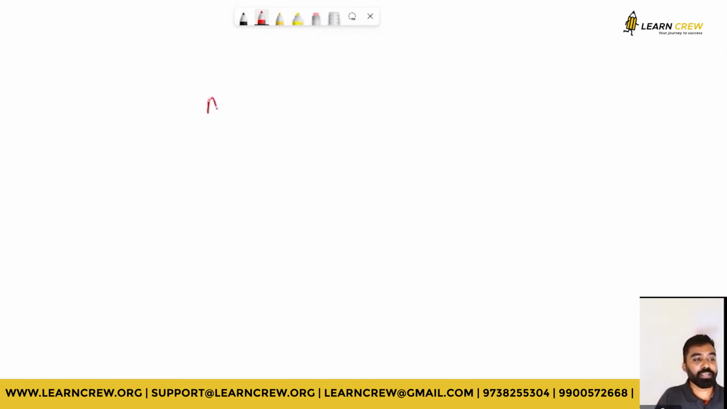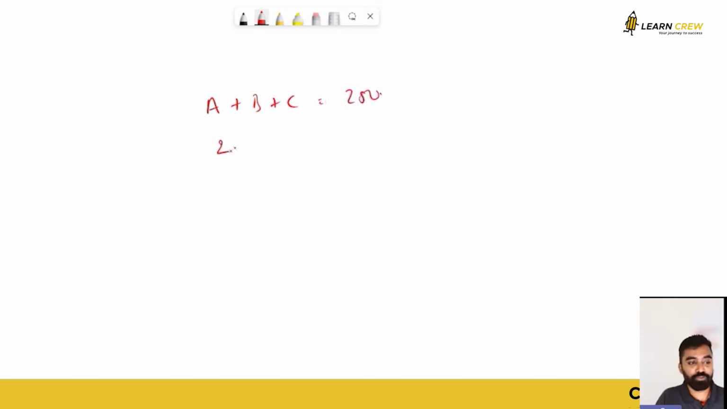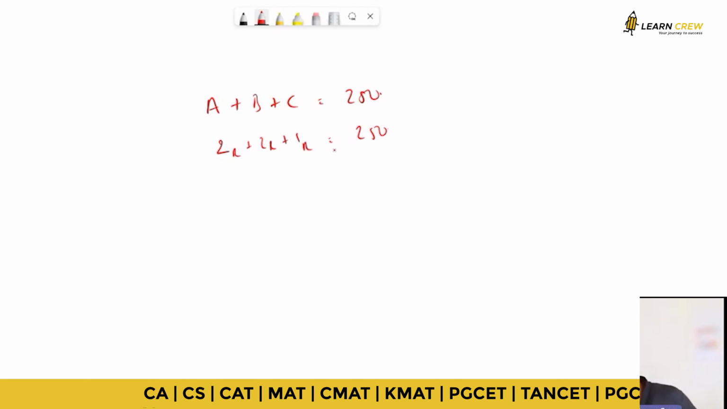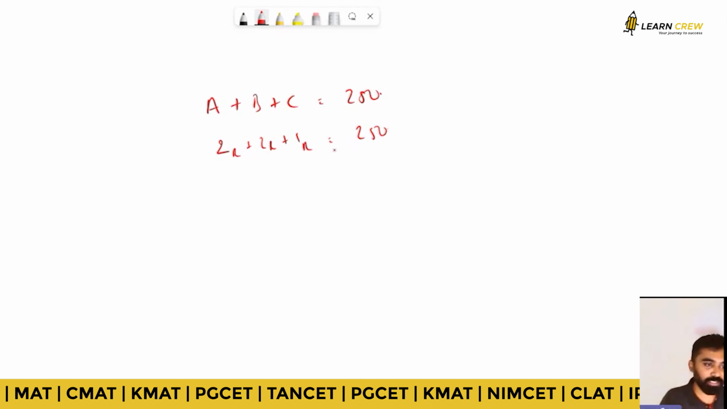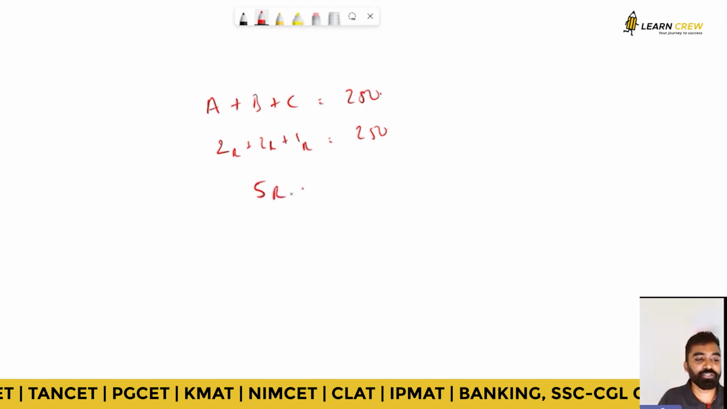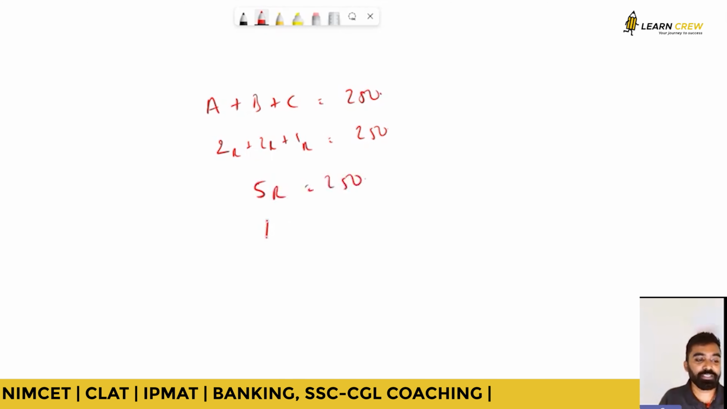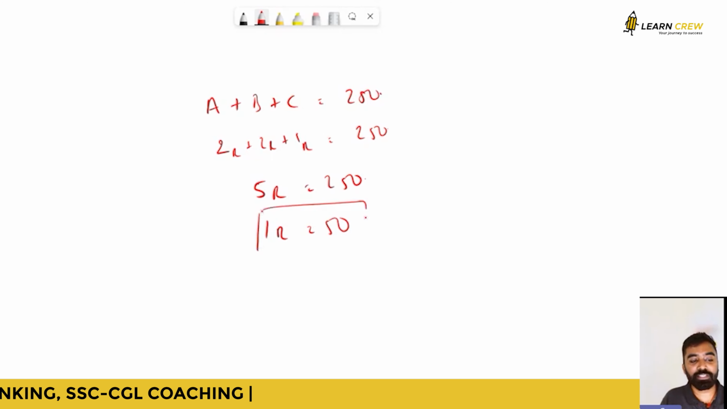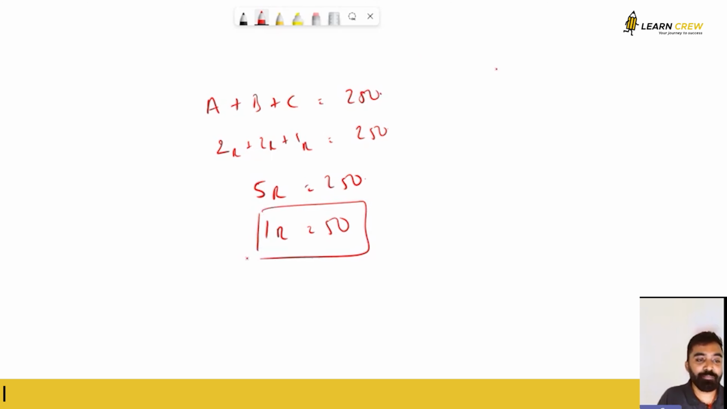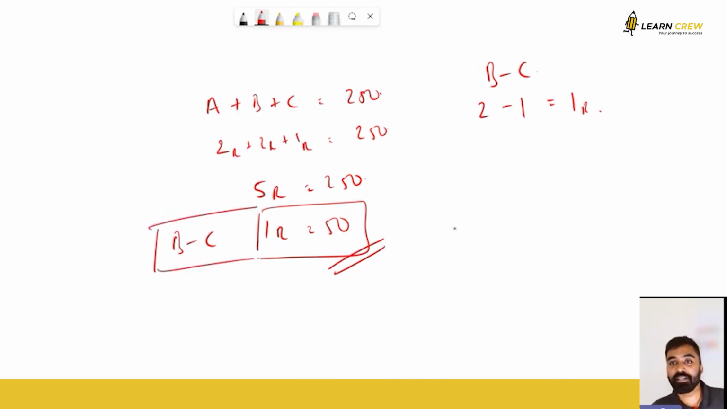What's the question given? A plus B plus C equals 250. What's the ratio? 2 ratio plus 2 ratio plus a single ratio. So 5 ratio equal to 250, or a single ratio equal to 50. If single ratio is 50, they have asked for B minus C. What is B value? 2. What is C value? 1. This is going to be single ratio. Single ratio value already is 50. This is the B minus C. Fine. Clear or any doubts?